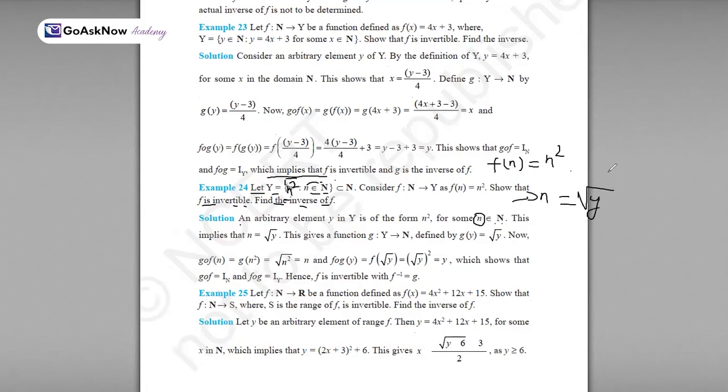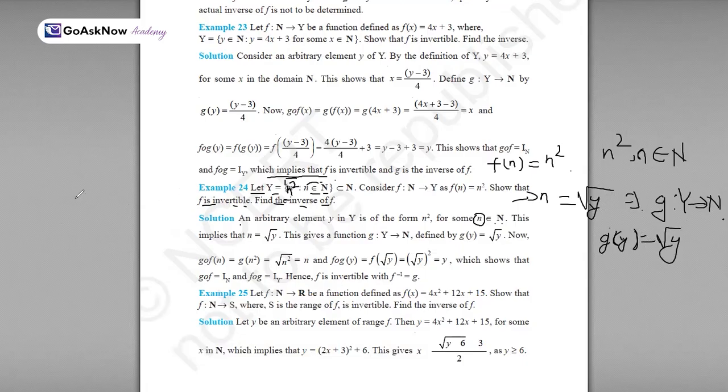It means that for any n, the relation will be root y. Why? Because it is given that n square is the relation for every n belonging to capital N. So if I take any element y, it is obvious that n will be equal to root y, because n square is the relation. So this gives the function g from Y to N, defined by g(y) equal to root y. For this y, we have generated another function, g(y) equal to root y.